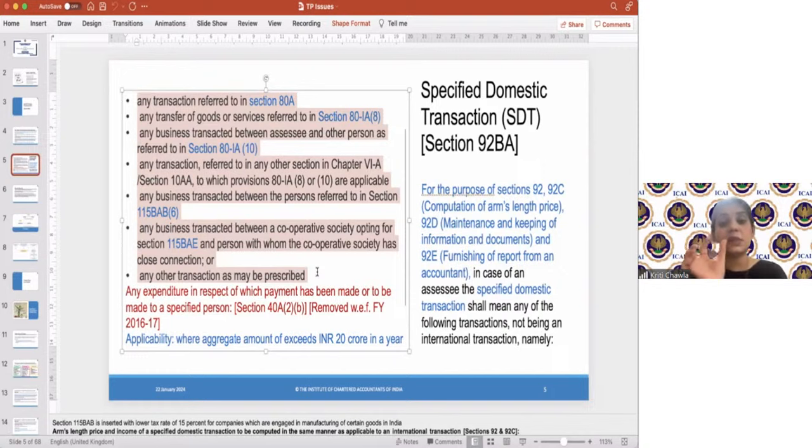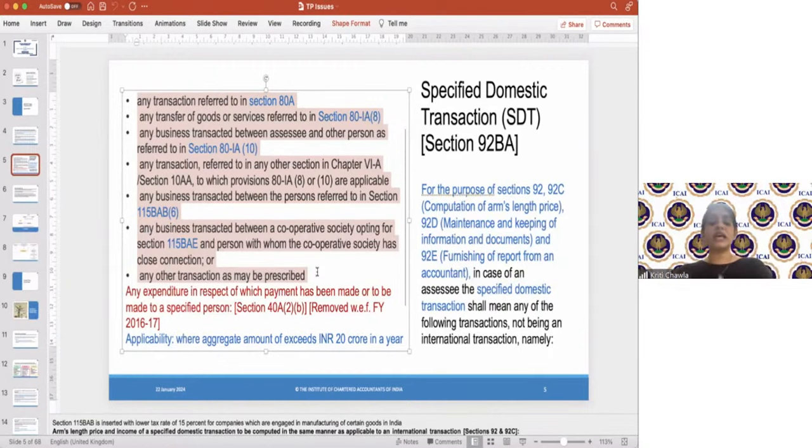Meaning to say that if you manufacture these particular goods, then you will be paying a lower tax rate of 15%. They're not paying taxes at the regular rate which is there in the Income Tax Act, but at a lower rate of 15%. And hence, there is an incentive for people in the same group to move their profits from the entities which are paying tax at the regular rate to entities which are paying tax under 115BAB, at the rate of 15%. Similarly, the same concept goes for cooperative societies as well. So these are really the transactions. And if you look through these particular sections, the essence of all these transactions is that these are the entities which are claiming a tax holiday or a tax exemption.